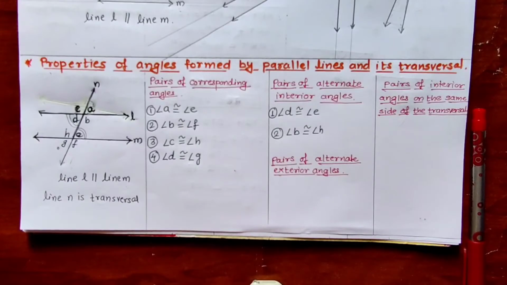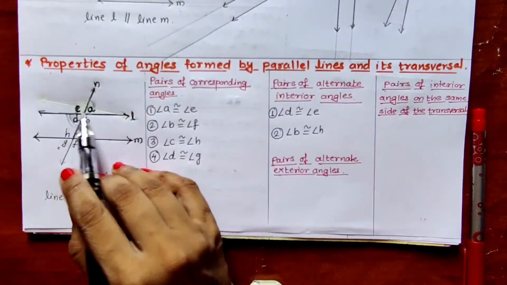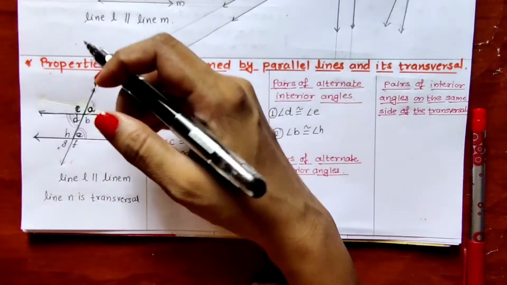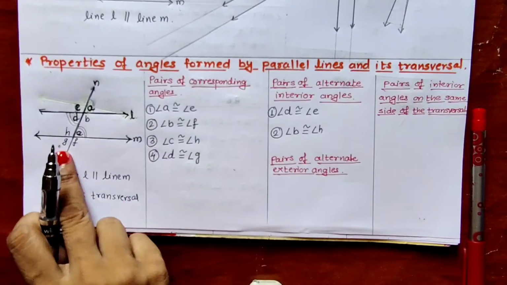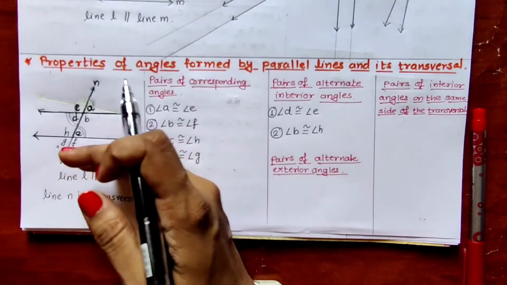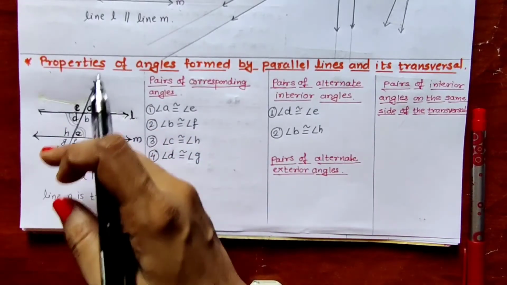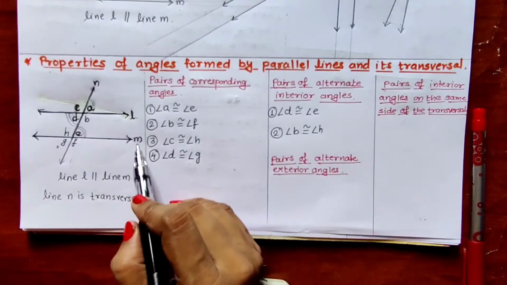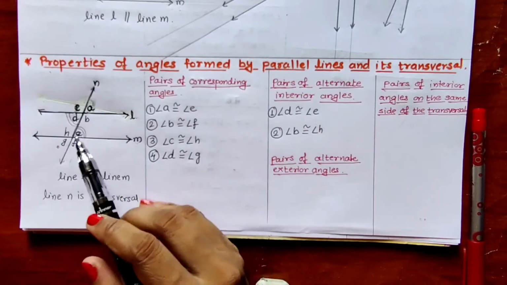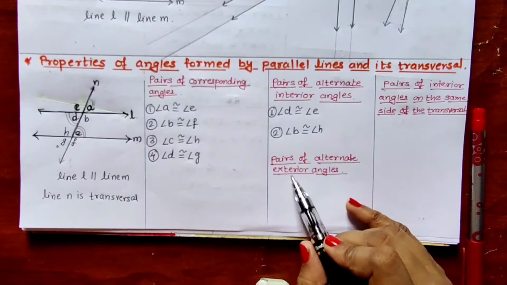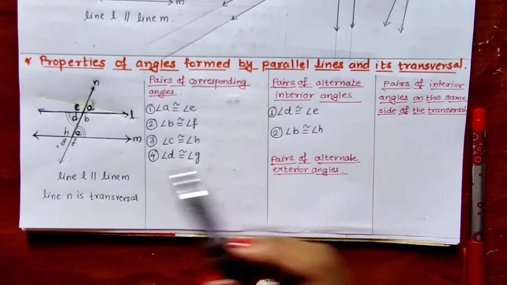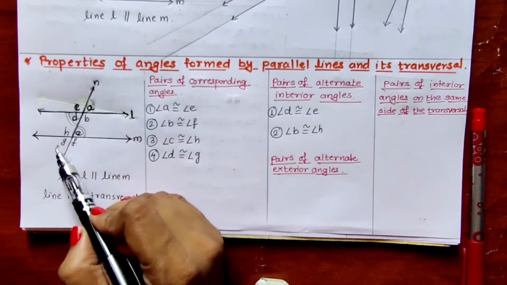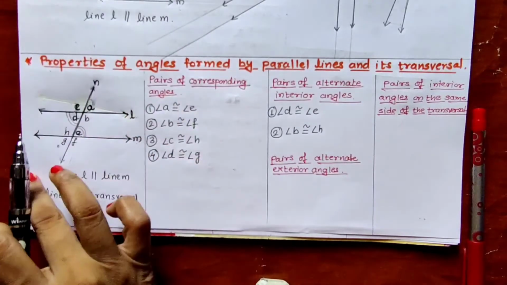And then we will have to see the pairs of alternate exterior angles. Exterior means what? They should be on the outer side of the lines. That means angle E and A, we can see they are on the outer side of line L. Similarly, angle G and angle F are on the outer side, that means in the exterior of the line M. So which are the alternate exterior angles? Again, alternate means what? They should have the opposite direction.